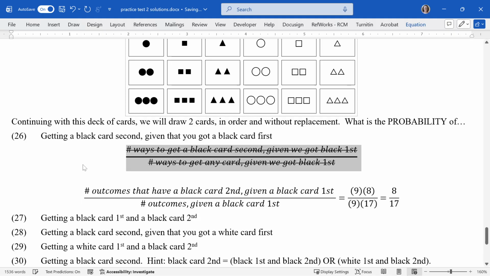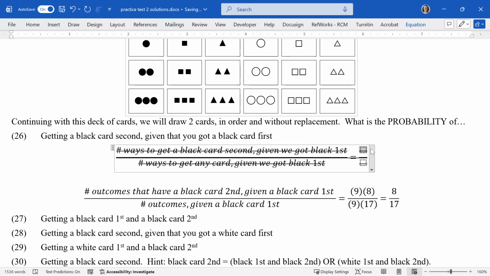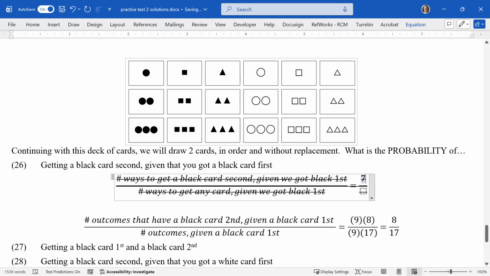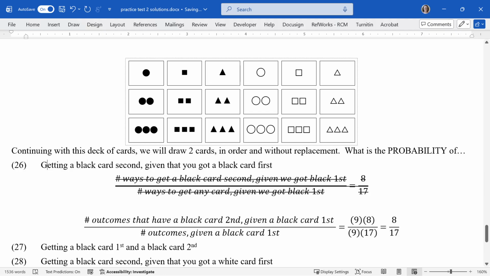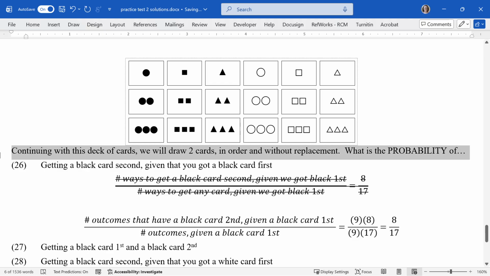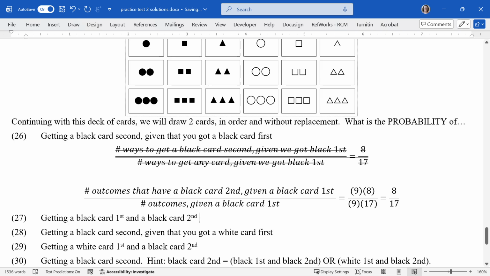Now, if you look back at the way I was trying to do this first, I was looking at the number of ways to get a black card second, given that you got black first, and that would be 7. Oh, sorry, it would be 8. If you'd already taken 1 black card out of the deck, there will be 8 black cards left. And then on the bottom here, the number of ways to get any card, given that you got black first, there would be 17 cards left in the deck. So you do get the same number regardless of which way you do this. I think maybe I didn't write a terribly great question here, since I made up an event that sounded like you're only going to draw 1 card, even though the experiment is drawing 2 cards. Okay, let's not dwell on that.